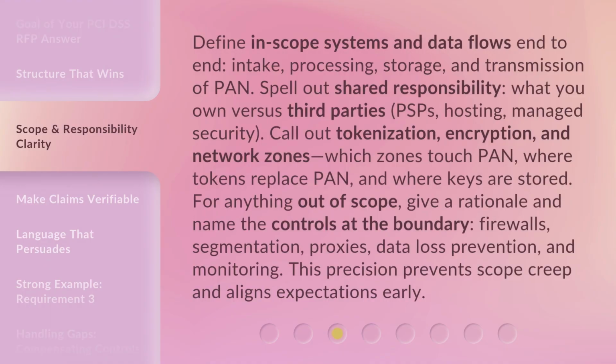Define in-scope systems and data flows end-to-end: intake, processing, storage, and transmission of PAN. Spell out shared responsibility, what you own versus third parties, PSPs, hosting, managed security. Call out tokenization, encryption, and network zones. Which zones touch PAN, where tokens replace PAN, and where keys are stored. For anything out of scope, give a rationale and name the controls at the boundary: firewalls, segmentation, proxies, data loss prevention, and monitoring. This precision prevents scope creep and aligns expectations early.